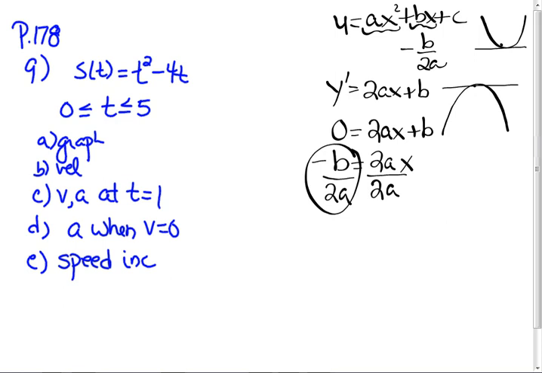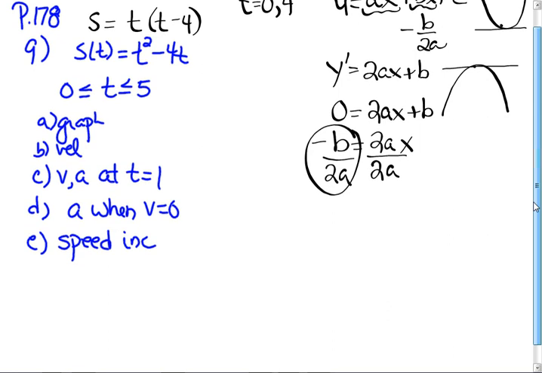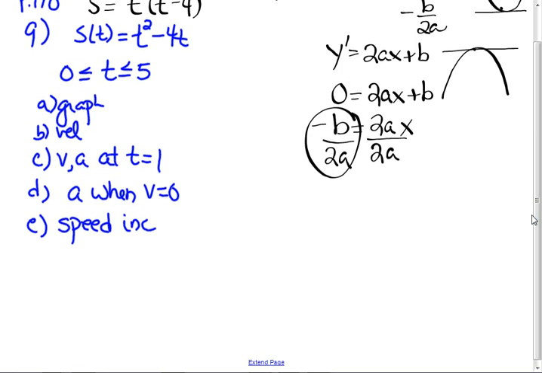Okay, but it's easier if you can find intercepts, and I can find intercepts here because we can factor this. So where are the intercepts there? At t equals 0 or 4. What does this look like? It looks like a parabola. It's got a constant acceleration, unfortunately. So we're going to graph it.